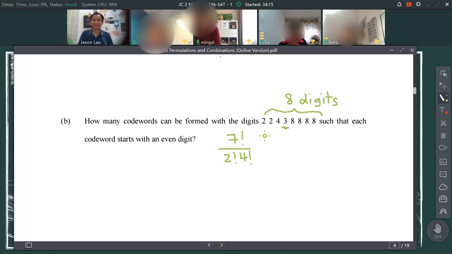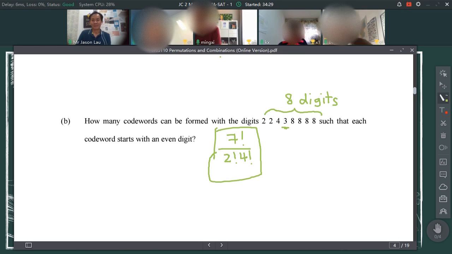Okay, I think it's not correct. Okay, let's check. This method is very dangerous. I still feel it should be 8 factorial, Mr. Lau. It's not 8 factorial, because no, this is the answer if the 3 didn't exist. But then it could be anything as long as 3 is not in front.